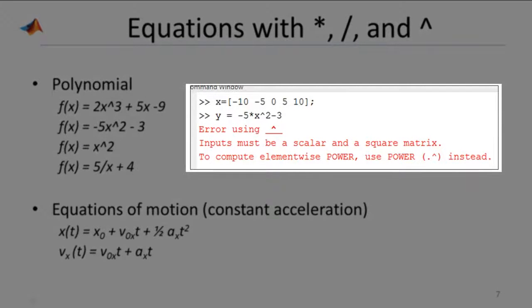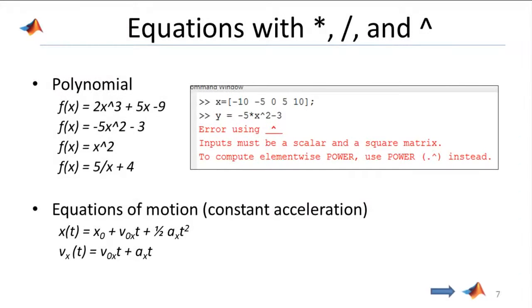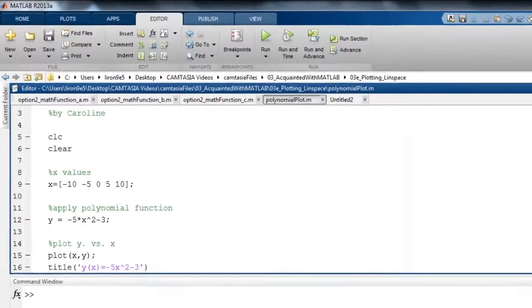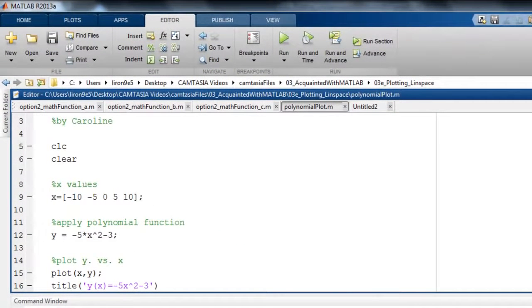Here I didn't do x squared. I did -5 times x squared minus 3. But the error is the same. MATLAB does not like squaring a vector. So here it is. I followed exactly the pattern of the sine example before. My x values are defined, my y value is an equation, just like sine of x, and then I did the plot, x comma y.